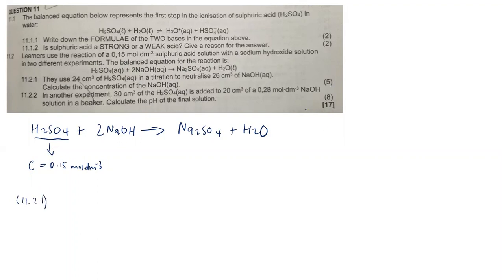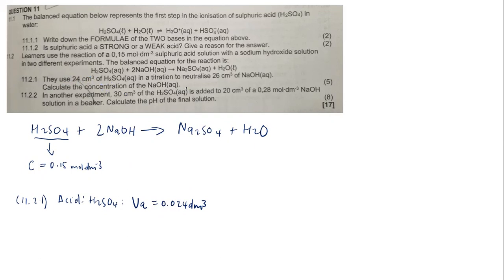11.2.1 for 5 marks. It says to us, for the first experiment, they use 24 cubic centimeters of H2SO4. For A, which is our acid, this is my data, which is H2SO4. This is the volume of our acid, right? So the volume of our acid in this case is 24 cubic centimeters. But remember, we're going to have to convert these units to decimeters. So we're going to divide 24 by 1,000, and then you're going to get 0.024 cubic decimeters.